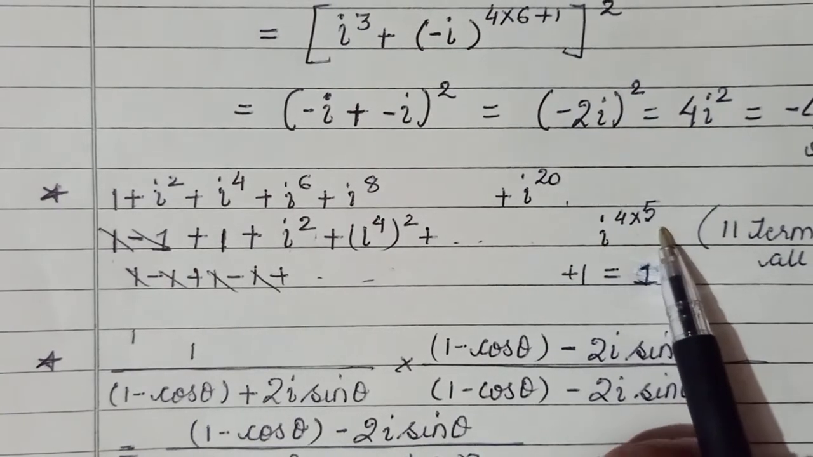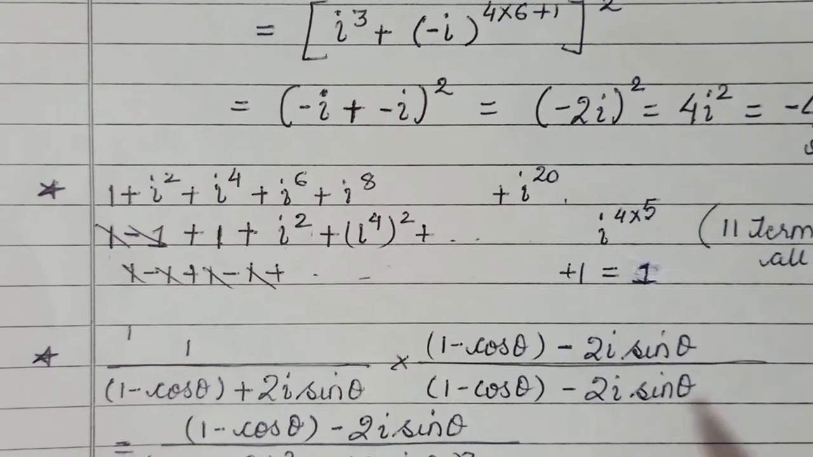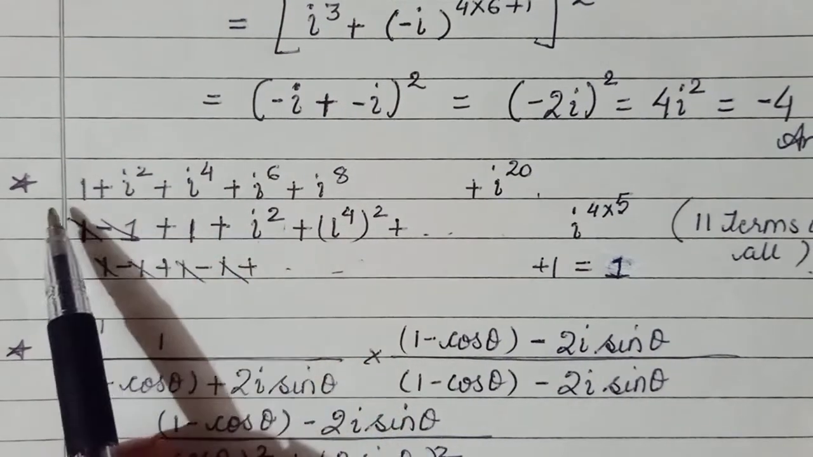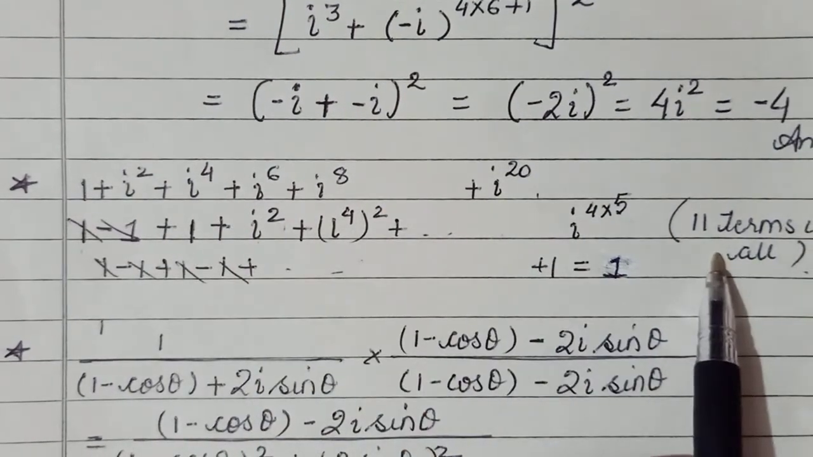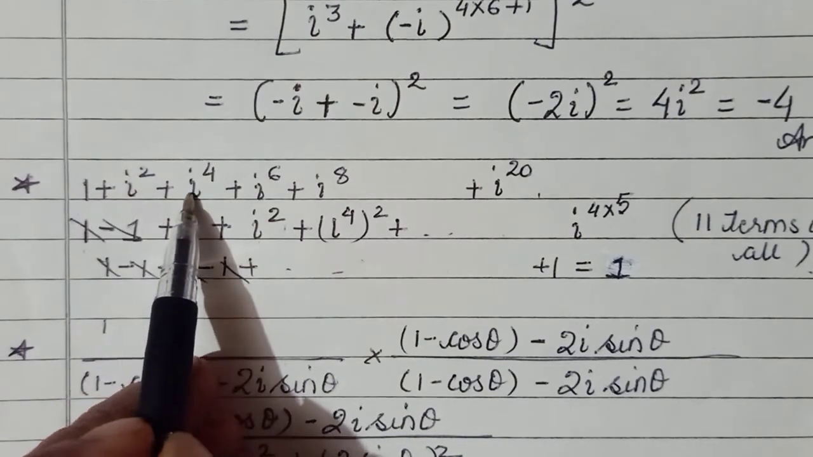See, i to the power of 4 fives are 20. Okay, now what you need to understand here is that in all there will be 11 terms here, children. Okay, this is your first term, second term, third term, fourth term.